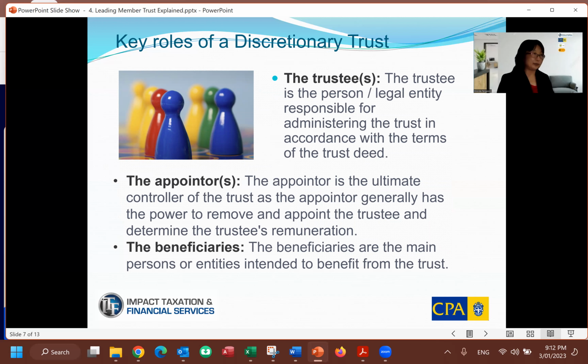Of course, there are other roles. We have listed the most important three roles here. All right. So the trustee is a person or legal entity responsible for administering the trust in accordance with the terms of the trust deed. So here are a couple of things, very important.